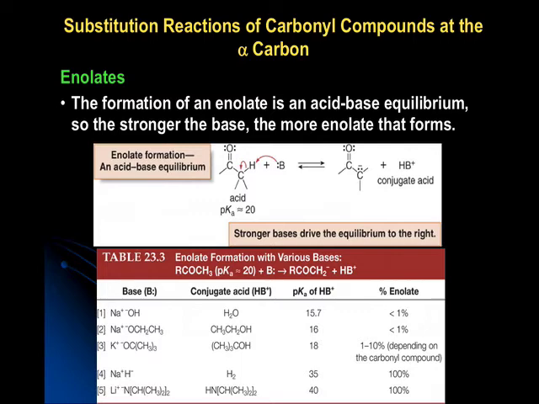Now, if we do a little bit of math that I'm not going to ask you to do, if we were to take that ketone and react it with sodium hydroxide, we would generate less than 1% of the enolate. Is that going to be efficient? Not at all. If I used an alkoxide, again, alkoxides have similar pKa's to hydroxide, we expect a similar result. Okay?